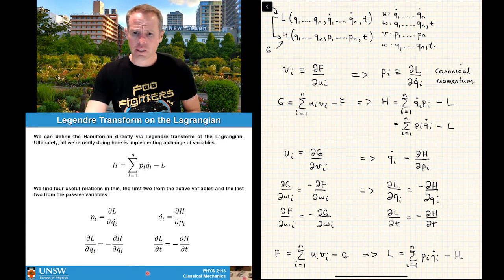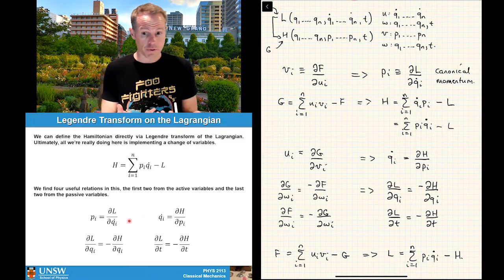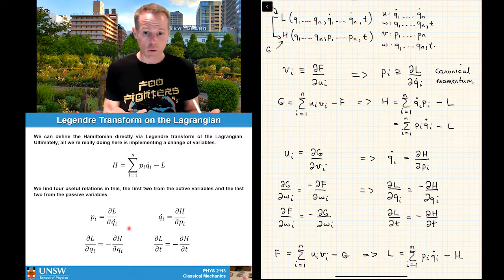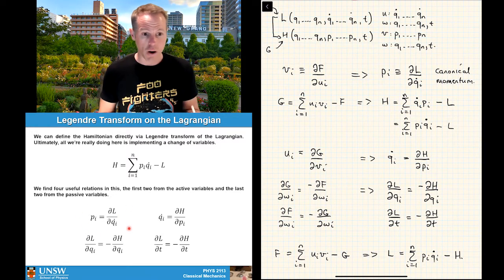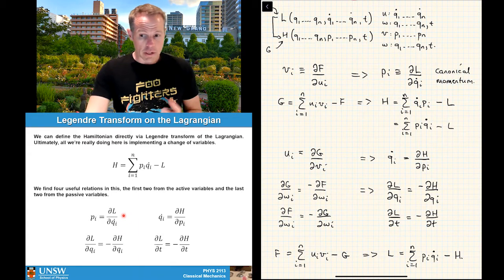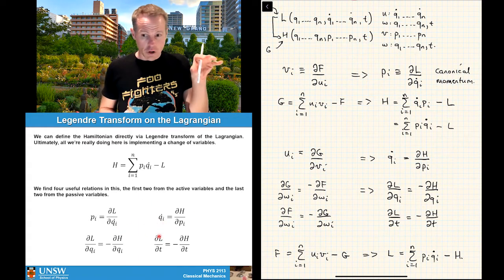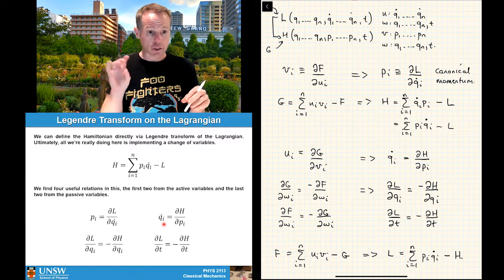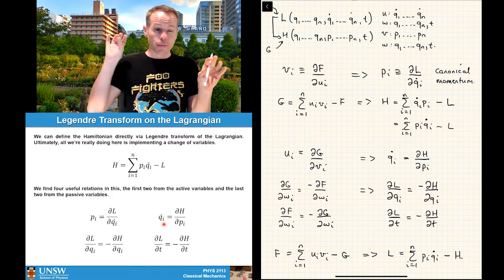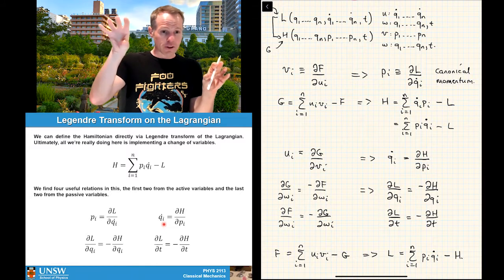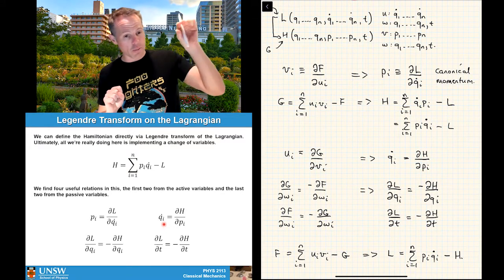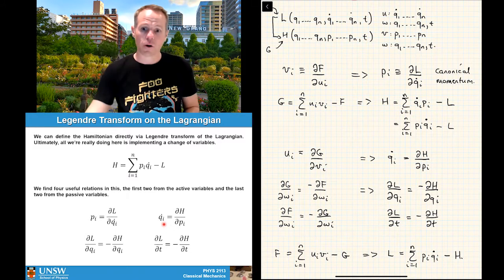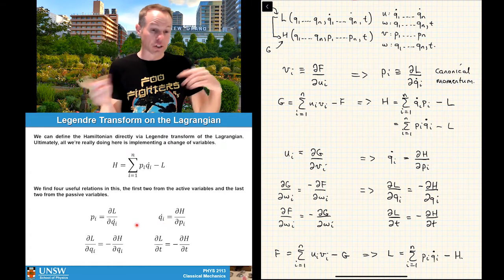So the first set is the ones that come from the active variable sets. And the first one is one we're familiar with. It's the definition for our canonical momentum. pi is equal to dL/dqi dot. We get a corresponding relationship that defines our generalized velocity in terms of the canonical momentum now, right? Which is qi dot is equal to dH/dpi. And so if you want to go from the coordinates and velocities space to the coordinates and momentum space, you basically have to implement a whole pile of these transfers of variables across by using your L or your H to switch between the two systems.